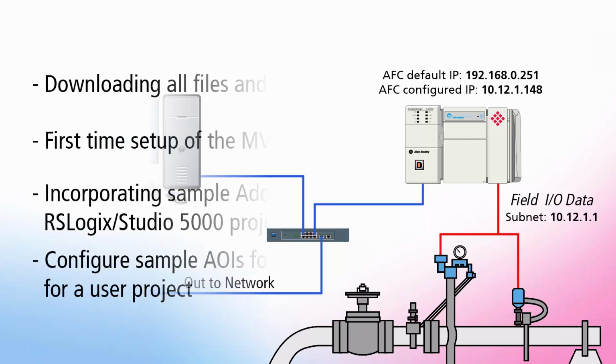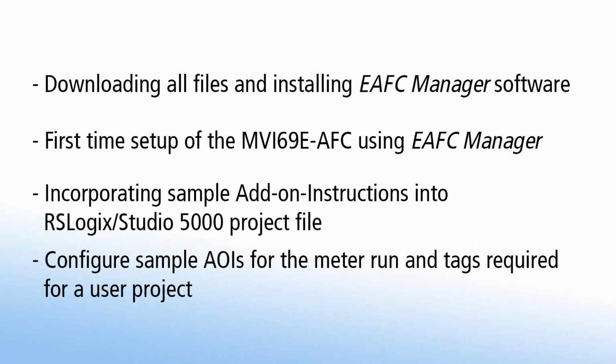This will entail downloading all files and installing eAFC Manager software, the first-time setup and configuration of the MVI69E AFC module using eAFC Manager, incorporating the AFC module into an RSLogix or Studio 5000 project file, and finally configuring the sample add-on instructions for the meter run and the tags required for a user project.